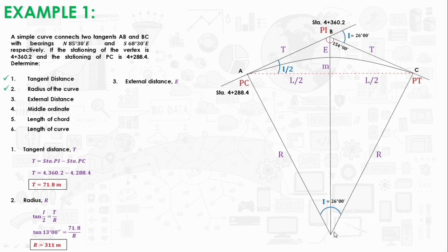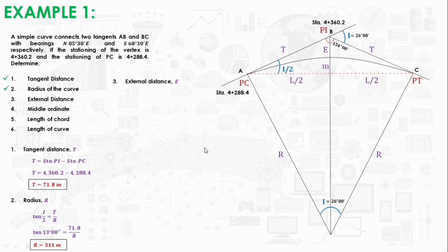So, the distance from the center of the circle to the midpoint of the curve is simply the radius, tama? So, if this is the radius, this one also is the radius. Therefore, our hypotenuse here is the radius plus the external distance. Intindihan niyo? From here, triangle A, B, and point O. So, yung adjacent side natin is R, yung opposite side is T, and yung hypotenuse natin is R plus E. Tama? R plus E.